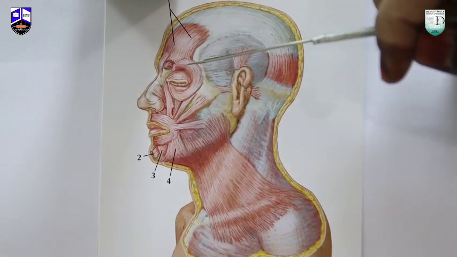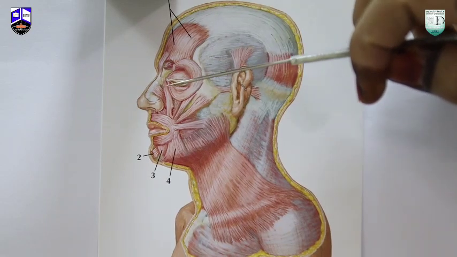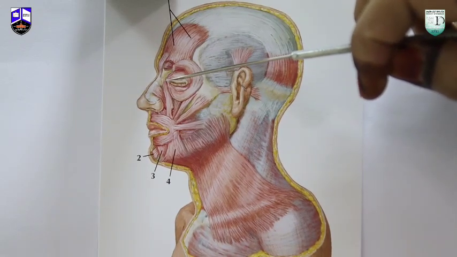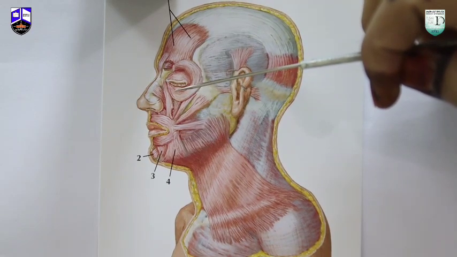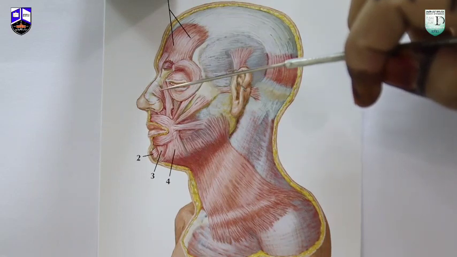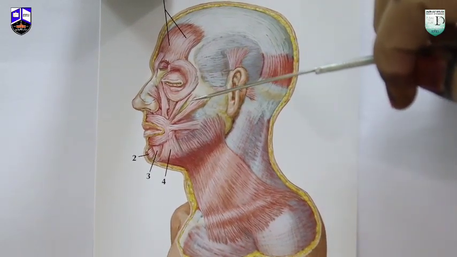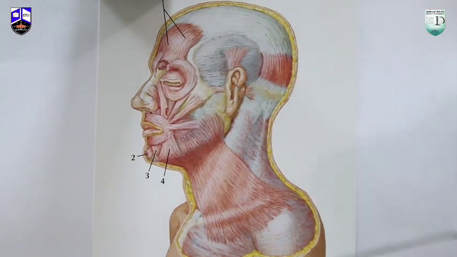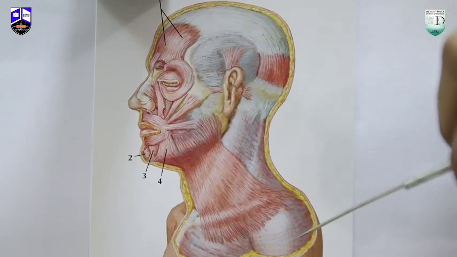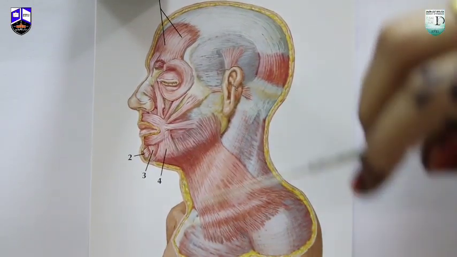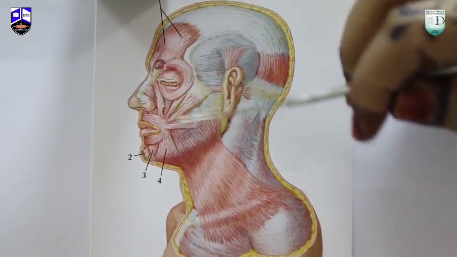This part originates from the nasal part of the frontal bone, the frontal process of the maxilla, and the anterior lacrimal crest, and then its fibers form a series of concentric whorls or circles around the orbit. That's all about the muscles of the eyelids. Muscles of the nostrils include this muscle, known as the nasalis muscle.